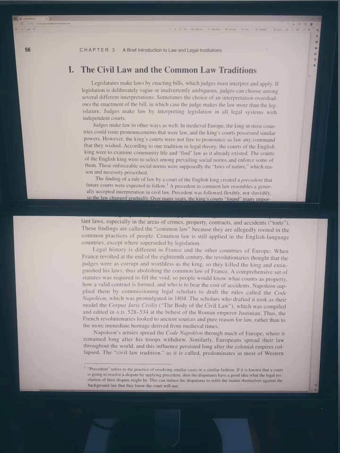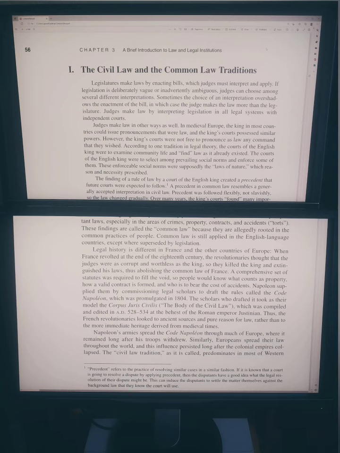In medieval Europe, the king in most countries could issue pronouncements that were law, and the king's courts possessed similar powers. However, the king's courts were not free to pronounce as law any command that they wished. According to one tradition in legal theory, the courts of the English king were to examine community life and find law as it already existed. The courts of the English king were to select among prevailing social norms and enforce some of them.